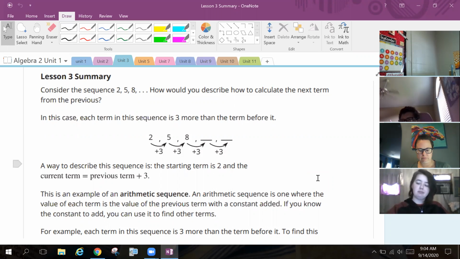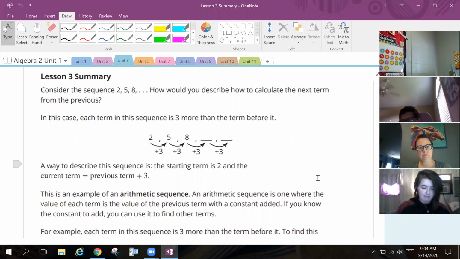Arithmetic, right? Arithmetic. I'm trying to say the proper way, but that's what this one is. It's the same common number being added every time to get the next. And that's what it tells you: previous term with a constant added. All right.